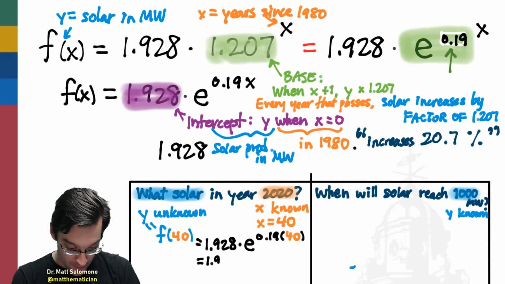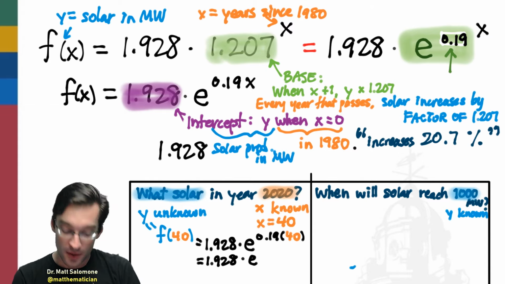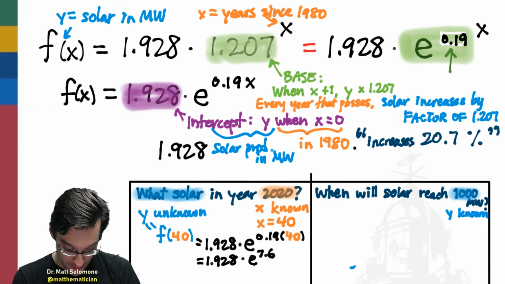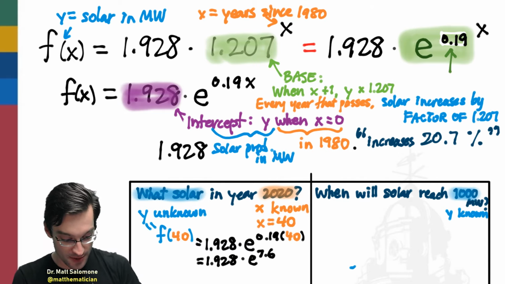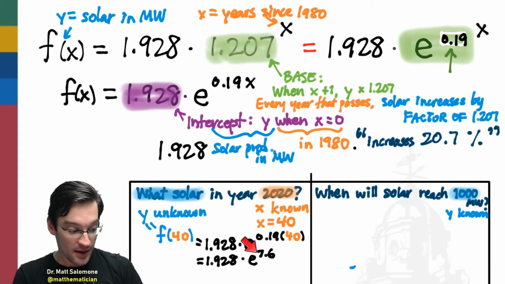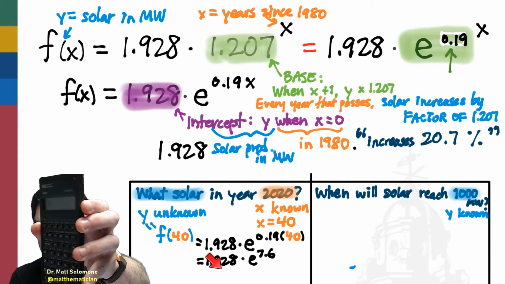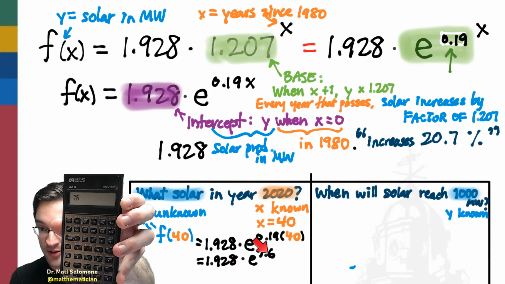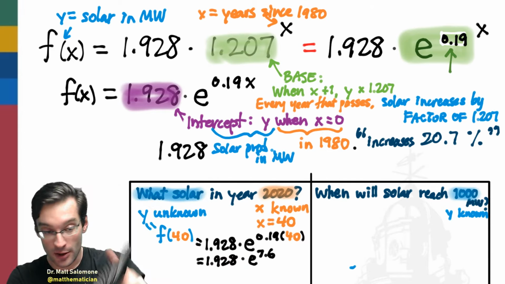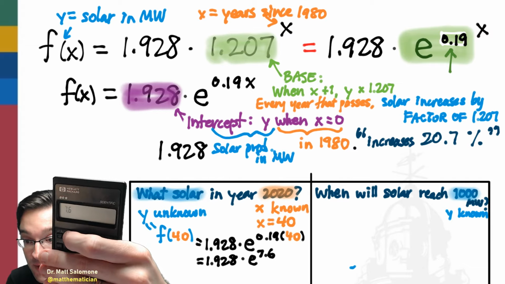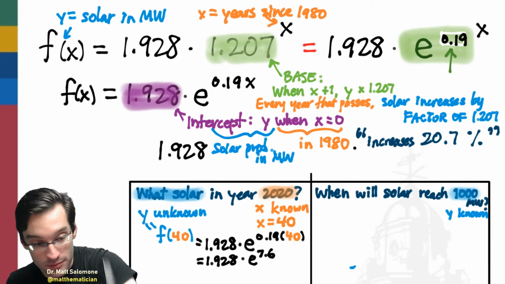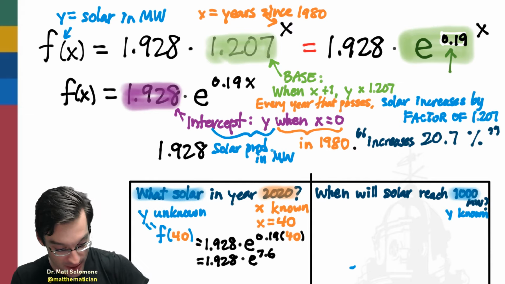0.19 times 40 is, let's see, that's going to be 7.6. I hope I have that right. Let me just quickly try that on my calculator. 0.19 times 40, 7.6. All right, shouldn't doubt myself. And then the next step is I need to take that 7.6 and I need to do e raised to that power. So I have a button on my calculator that's the e to the x button. I'm just going to hit that button and it'll turn my 7.6 into e to the 7.6, which is approximately 1998.2.